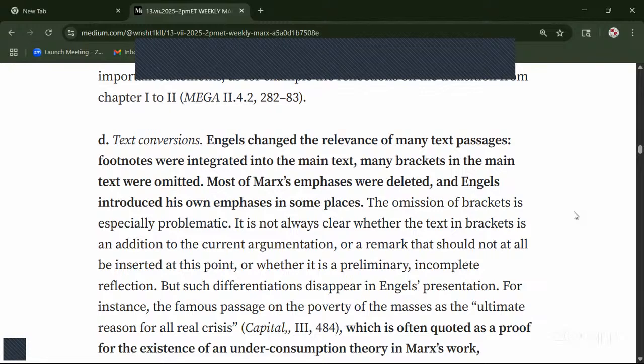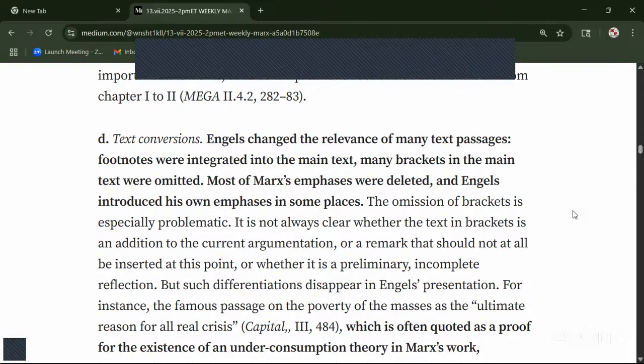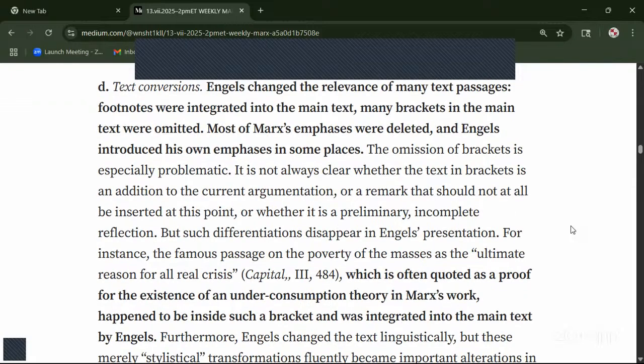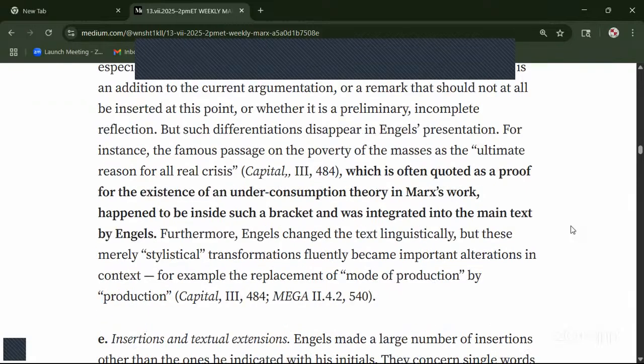It's not always clear whether the text in brackets is an addition to the current argumentation or a remark that should not at all be inserted at this point, or whether it is a preliminary, incomplete reflection. But such differentiations disappear in Engels' presentation. For instance, the famous passage on the poverty of the masses as the ultimate reason for all real crisis, which is often quoted as a proof for the existence of an underconsumption theory in Marx's work rather than overproduction, happened to be inside such a bracket and was integrated into the main text by Engels.